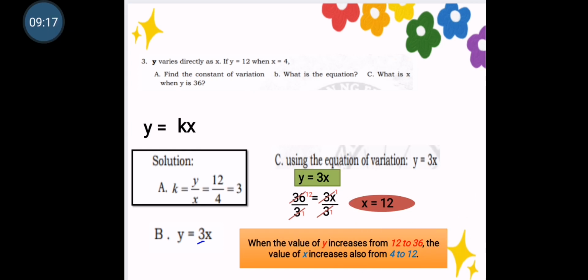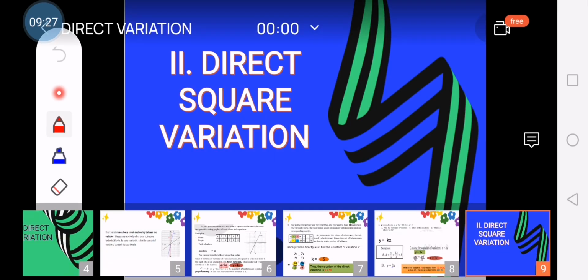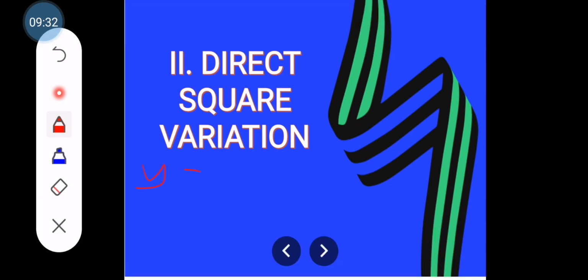Okay, continue tayo. Punta na tayo kay direct square variation. Kung si direct variation is, di ba, sabi, y varies directly as x, ganito siya isulat. Kung naka-direct square, ay naka-square ito. So, ang basa na po dyan is y varies as the square of x. Yan na po yun sa direct square variation. I-square lang natin yung x.